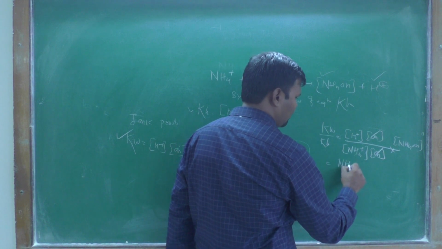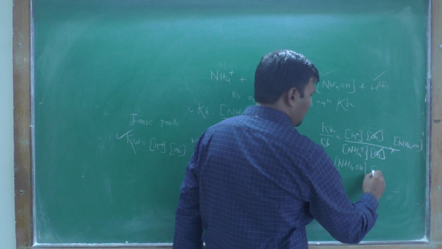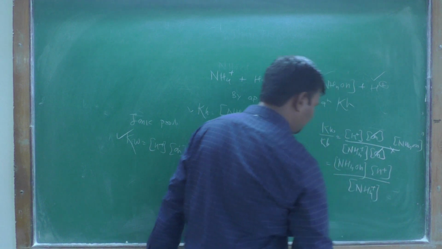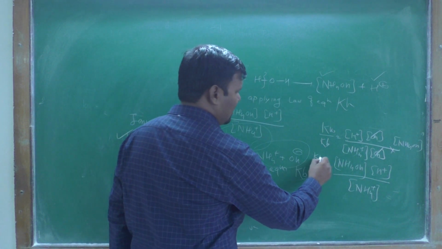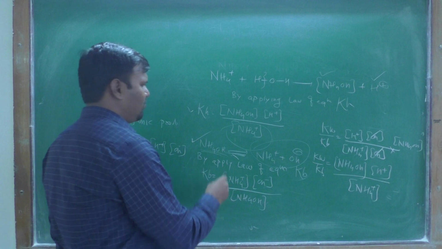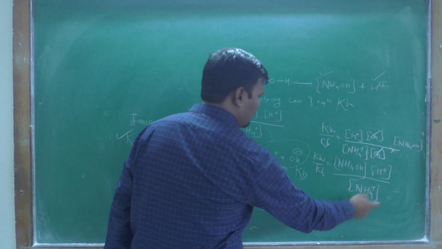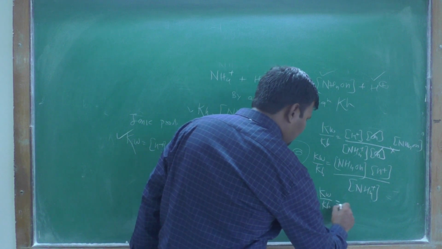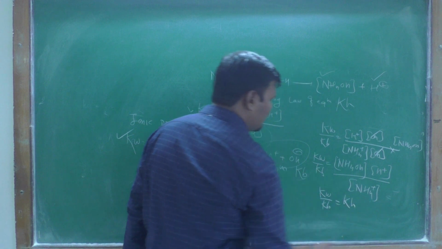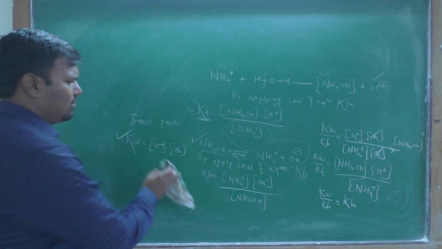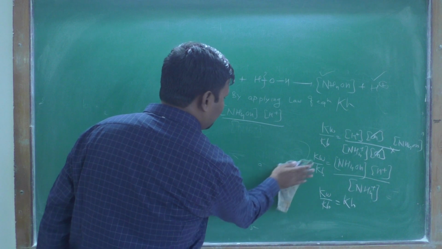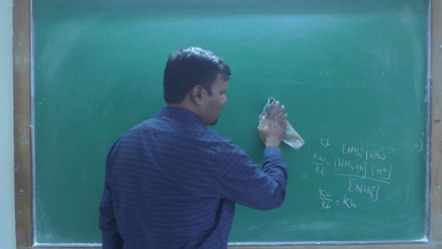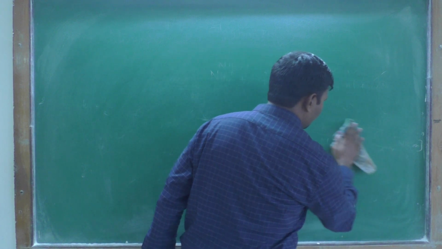This leaves NH4OH times H plus upon NH4 plus. Therefore, Kw upon Kb is nothing but the Kh we found, that is, NH4OH times H plus upon NH4 plus. That relation we have found: the ionic product of water upon the ionization constant of the base is equal to Kh.